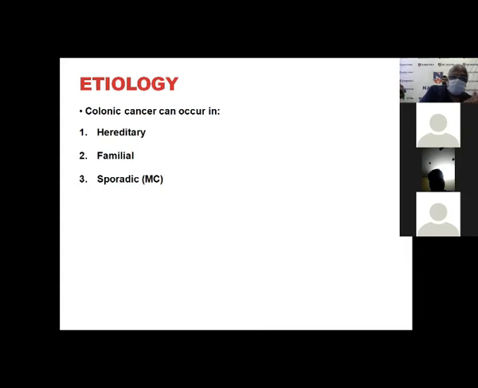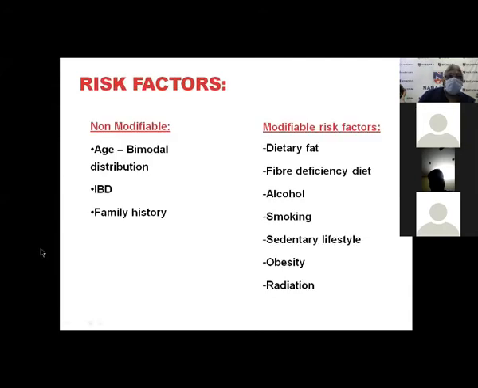Etiology of colonic cancer is hereditary. It runs in families. It can be familial or it can be sporadic. Sporadic is the most common. Risk factors, this bimodal distribution, it's non-modifiable. Inflammatory bowel disease, the most common being ulcerative colitis. The next one is Crohn's colitis. The other one is indeterminate colitis. All these cause constant ulceration and metaplasia that leads to malignancy. That is how it is.